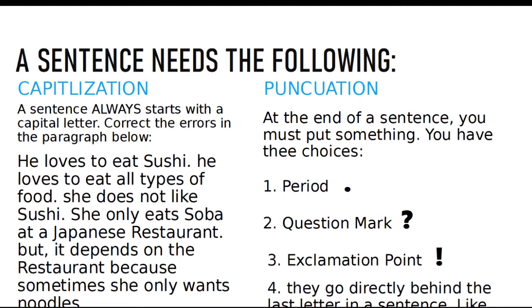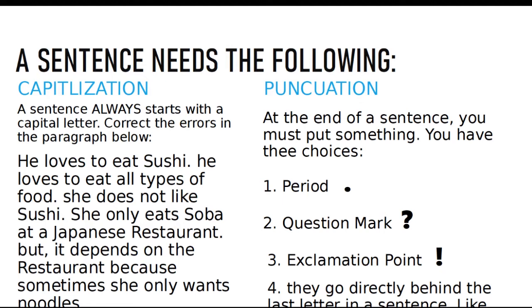She does not like sushi. Again, we have the same problems. She must be capitalized. Sushi should not be capitalized. She only eats soba at a Japanese restaurant. Okay? What's the problem here? She is correct, only eats correct. Soba.